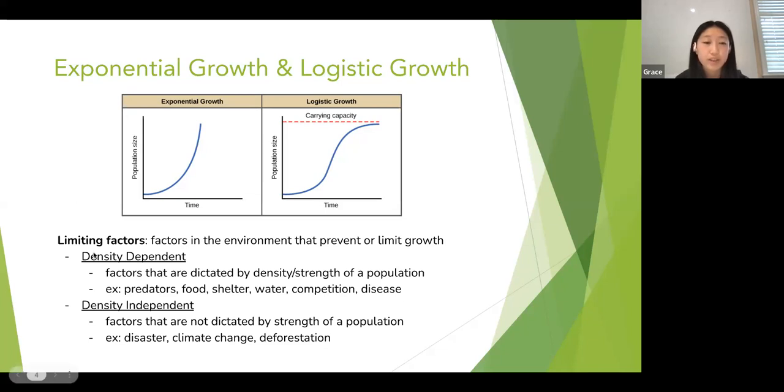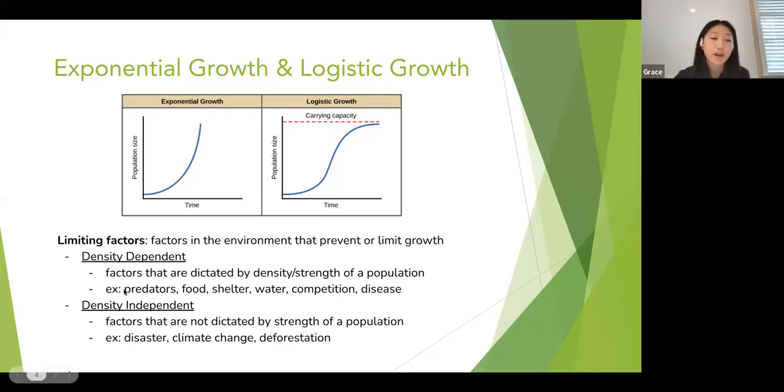For limiting factors, there are different types, and one of them is a density-dependent factor, which is something dictated by the density of the population, for example predators and food. Food is an easy example, because when there's more of this species and the population is more dense, there's going to be more competition for food. It's a very limited resource, and so it depends on how many of the species there are.